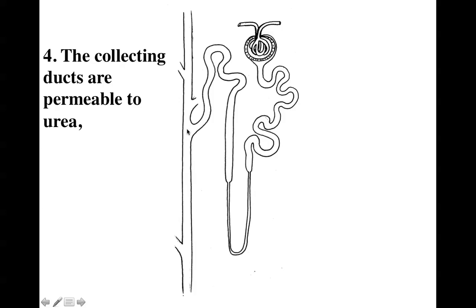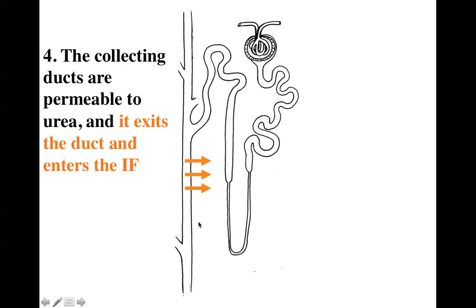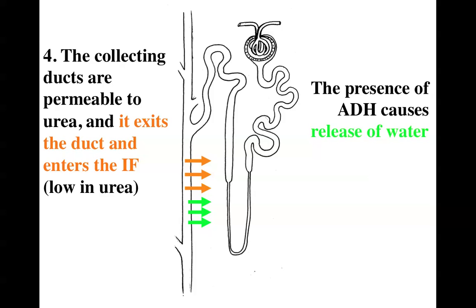Okay, the last thing to cover then, now that we've covered what happens in the nephron loop and the DCT, are the collecting ducts. Now, the collecting ducts are permeable to urea, and it exits the duct and enters the interstitial fluid. The interstitial fluid is generally kept low in urea, and so this is one of the things that actually establishes a concentration gradient inside of the deep medulla, that you have this urea content there.